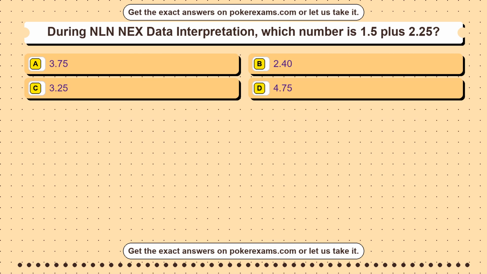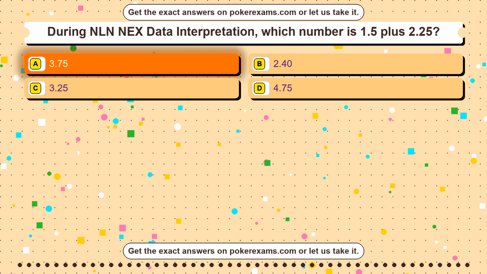Question 21. During NLN NEX Data Interpretation, which number is 1.5 plus 2.25? Option A, 3.75. Option B, 2.40. Option C, 3.25. Option D, 4.75. The correct answer is option A.